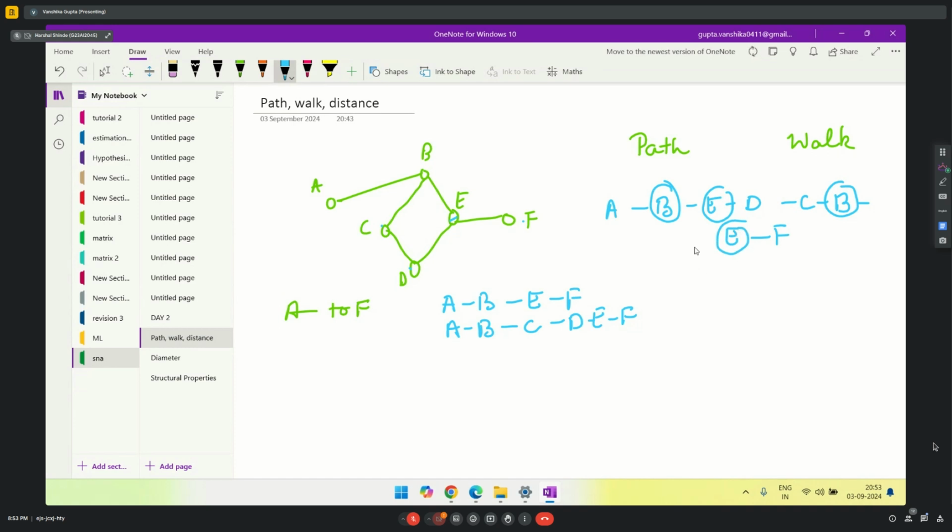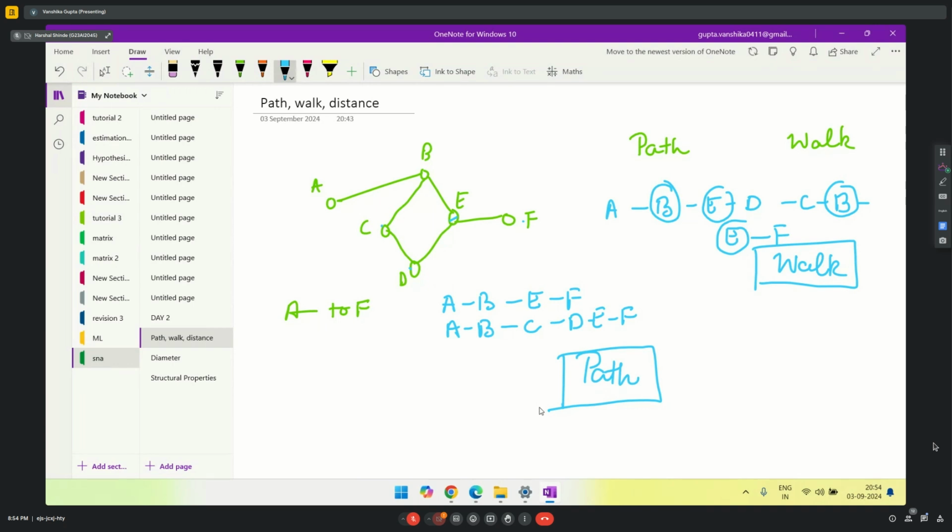So when the nodes are getting repeated in a particular walk, then it is known as a walk, when repetition of nodes is allowed. Whereas in case when you do not repeat a node, then it is called as a path. So this is the basic difference between a path and a walk. Walk is in which nodes can be repeated.